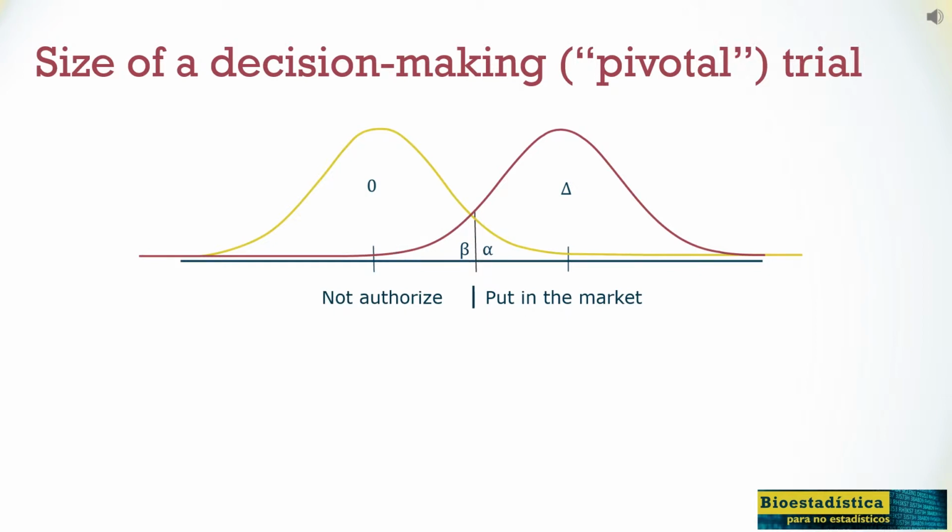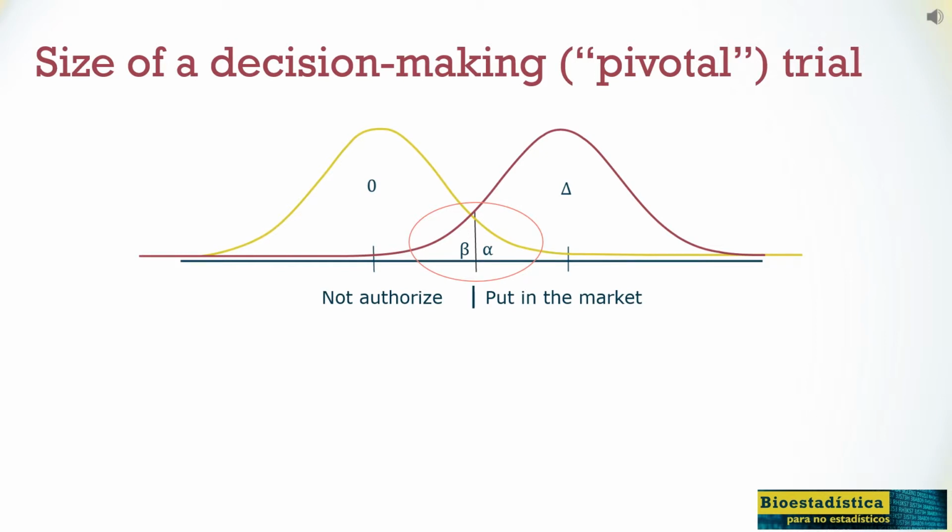The figure shows the distribution of the statistical test in these two alternative scenarios: 1. That there is no effect, 0, or 2. That the effect is exactly delta. Thus, the result of the study can take values along the horizontal x-axis. As there is some overlap between the two distributions, the decision cannot be perfect.